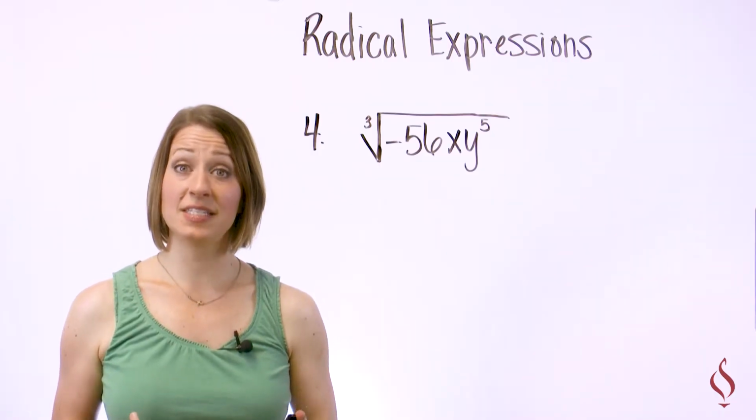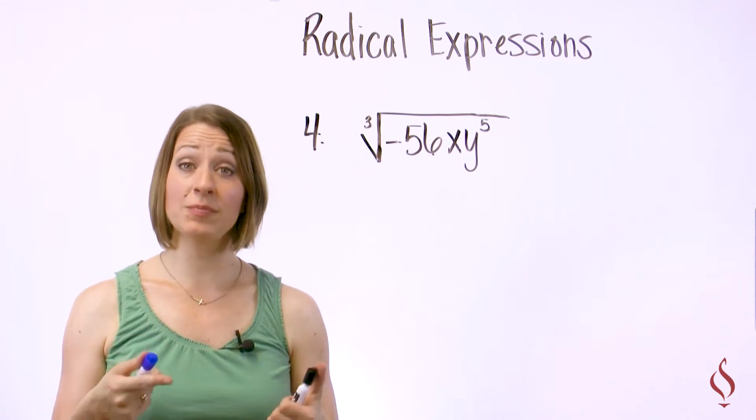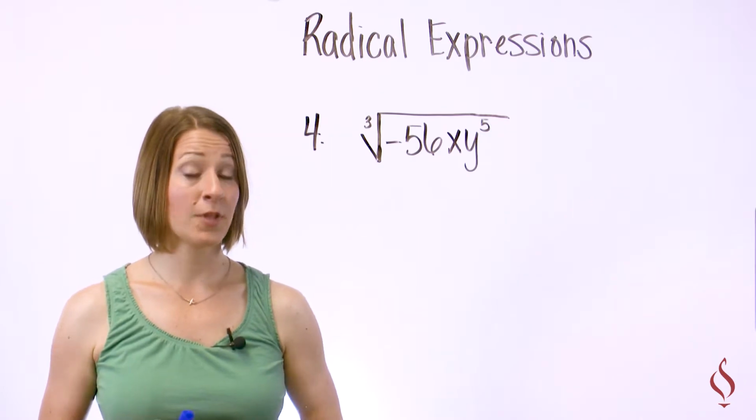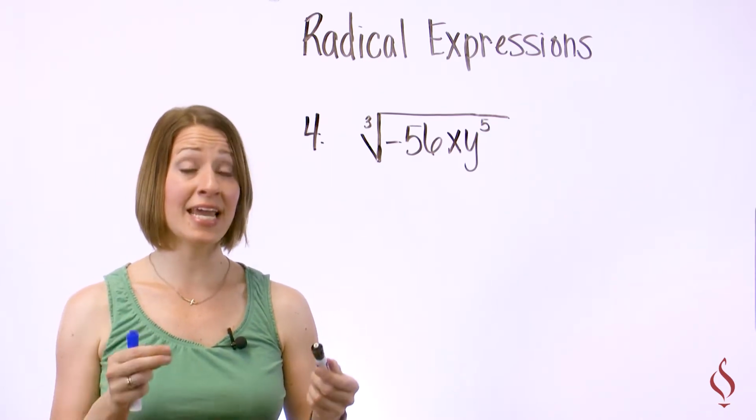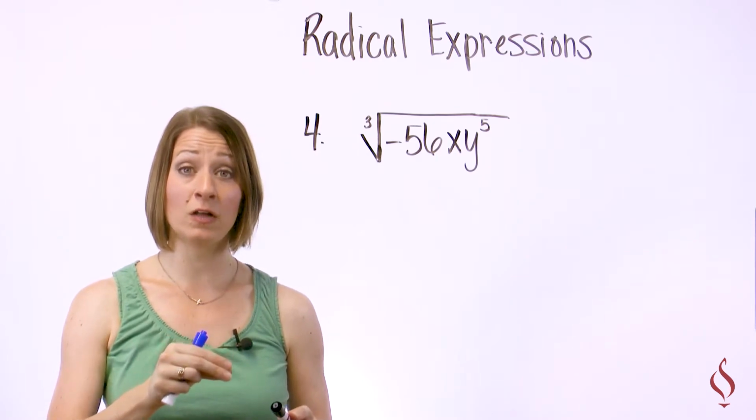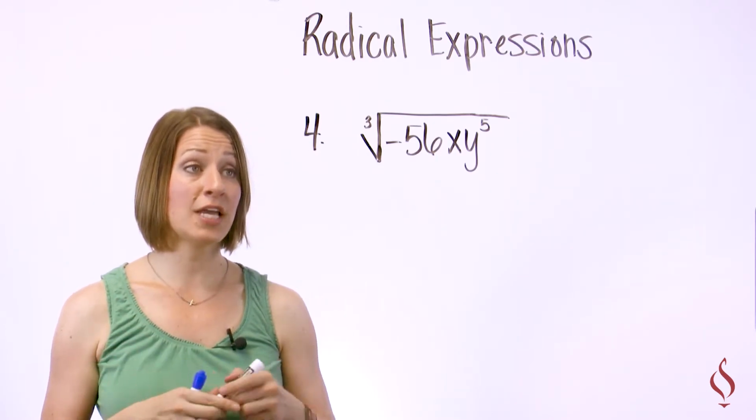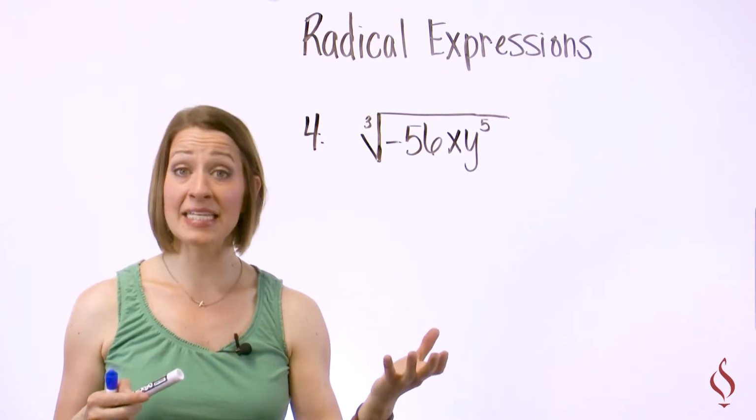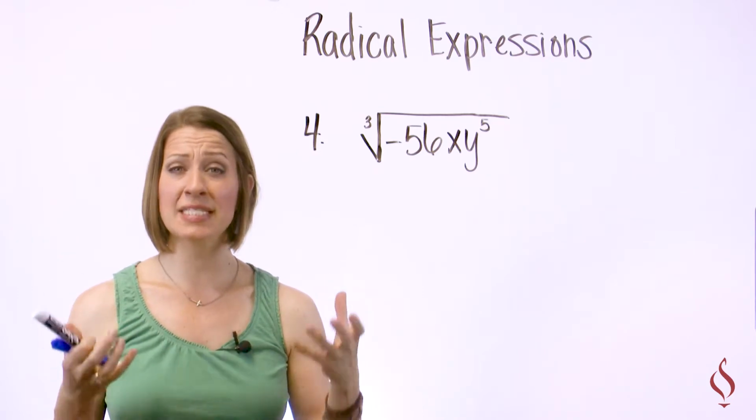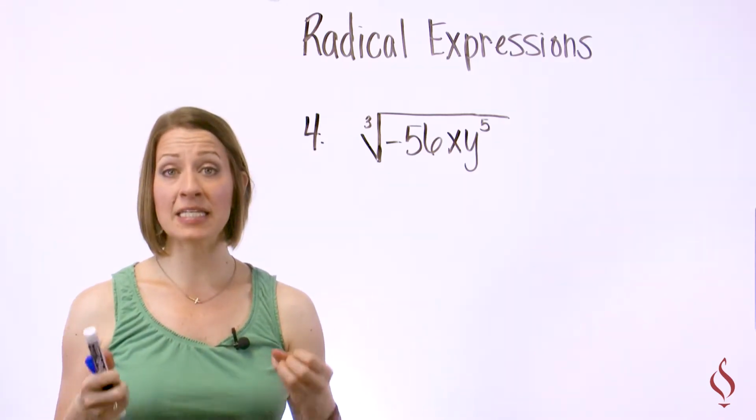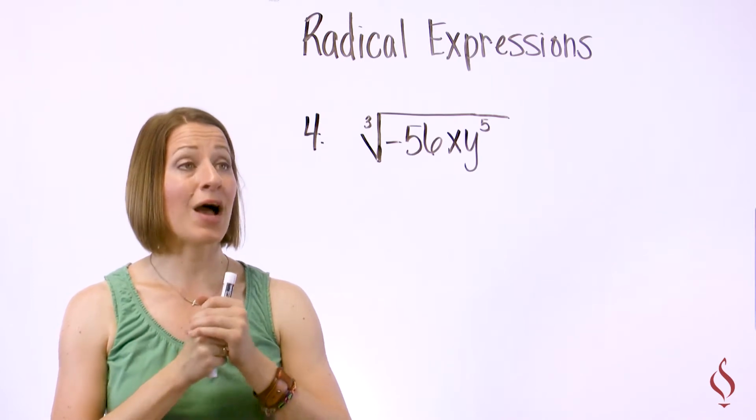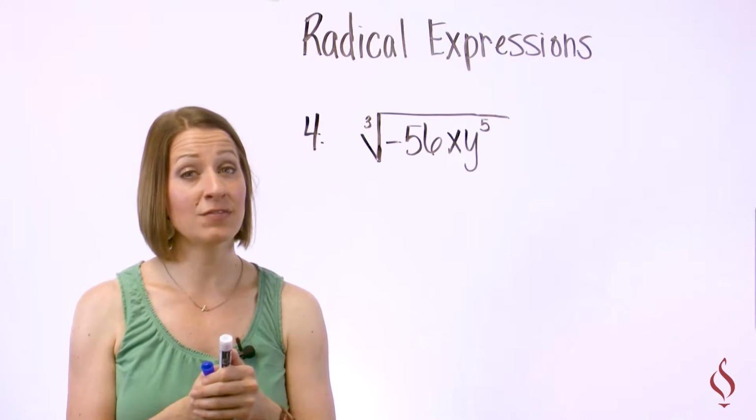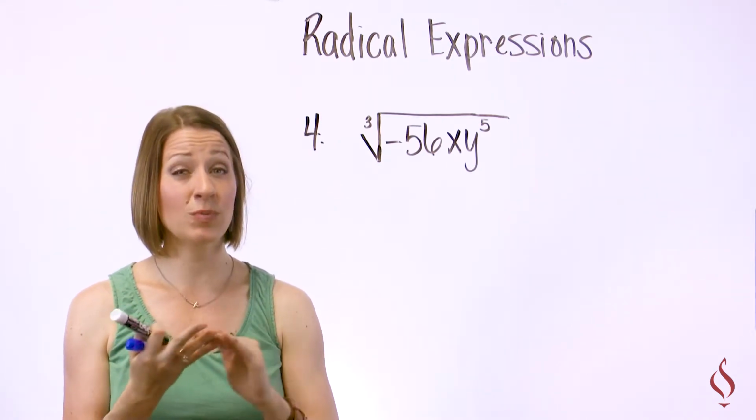Okay, take a look at this last example. This is another example of simplifying a cubed root, but what do you notice that's different about this problem? Hopefully you notice that there's a negative sign underneath the radical. Now, usually if you're taking the square root of a number and that number is negative, well, that's impossible because we can't take a square root of a negative number, okay? However, you can take a cubed root of a negative number just because of the way the multiplication works.